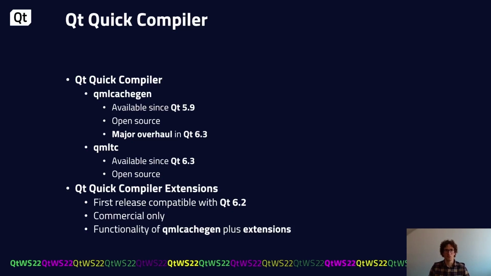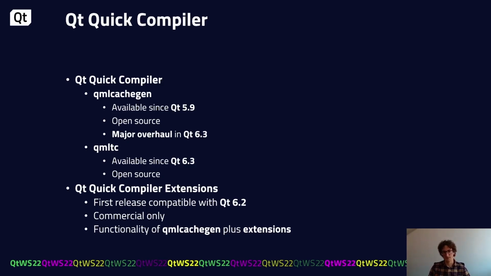So, the Qt Quick Compiler, in its current iteration, consists of QML Cache, which has been available since Qt 5.9. It's open source, and it got a major overhaul in Qt 6.3. Since Qt 6.3, it can actually compile functions and bindings to C++, provided they are well behaved.